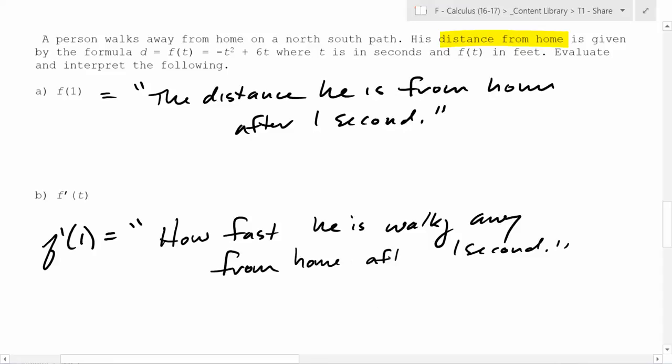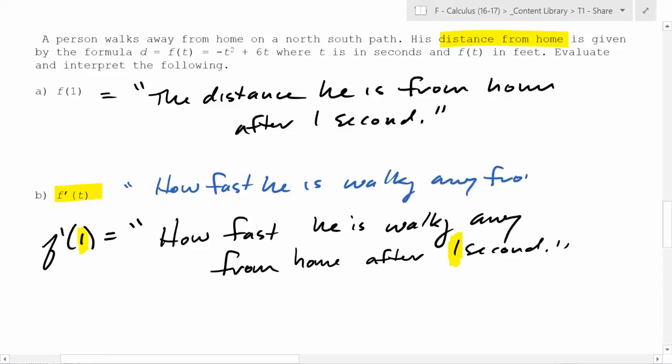So what's the only word that changes if I say f prime of t? Literally change one thing about that sentence. One thing. What's the one word? 1 is a unit of time. Where in the sentence is that? It's right there. So what's the only thing you change? T seconds. So what's this going to be? How fast he is walking away from home after t seconds, exactly.